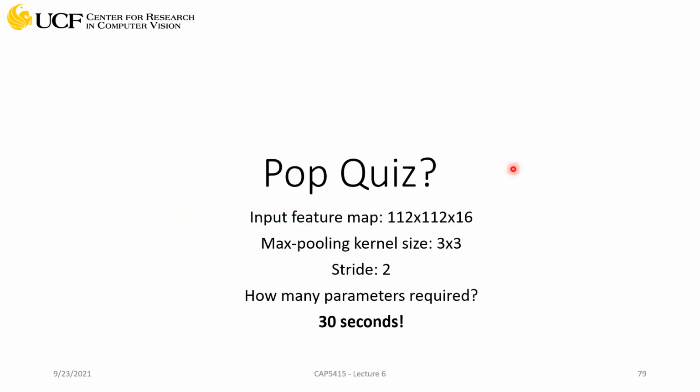Okay, so that's pooling. Let's do a quick pop quiz, and then I think we can end it here. So the question is, you have an input feature map. The shape of that feature map is 112, 112, and the depth is 16, right? Then you want to perform max pooling. In this case, the kernel size is 3 cross 3, and you're using a stride of 2. All right, the question is how many parameters are required for this particular max pooling operation?